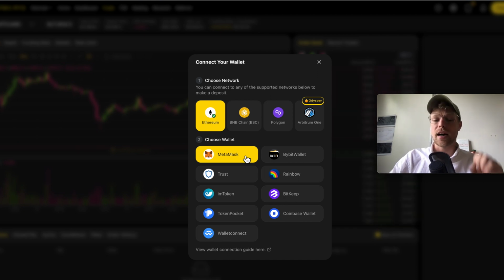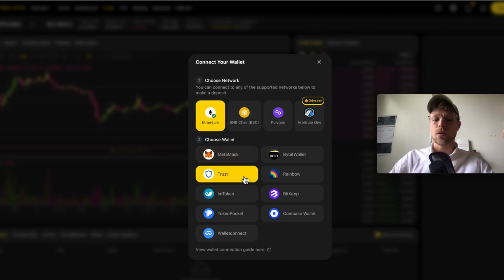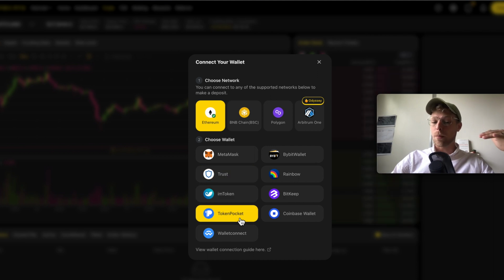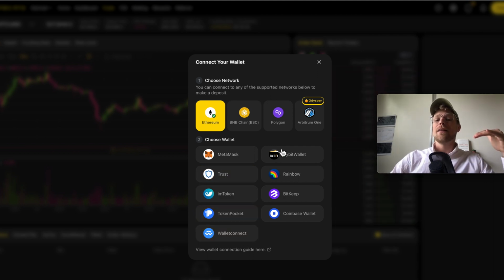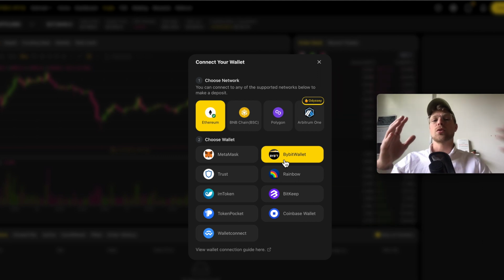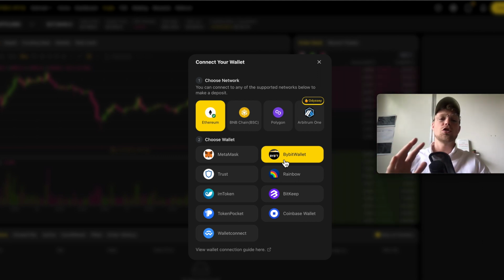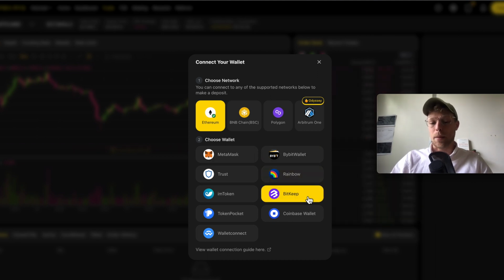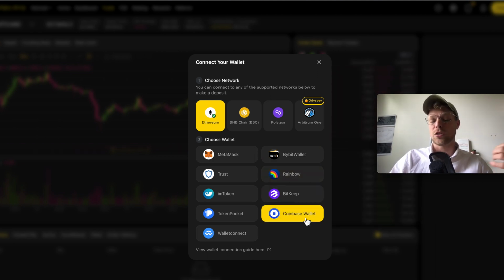But of course, there are plenty of other options. Trust Wallet is one of them. imToken is one of them. I know those as mobile applications. Then we have Token Pocket, WalletConnect. Then we have a Bybit wallet. This is actually quite interesting. You do have to download Bybit wallet, but this is also a plugin for your browser, which you can fund and therefore you can use to interact with the exchange as well. We have Rainbow, we have BitKeep, and we have Coinbase wallet. So there are a lot of wallets that you can pick from.